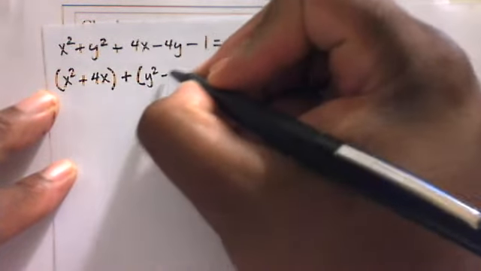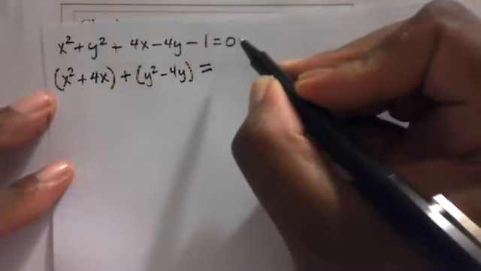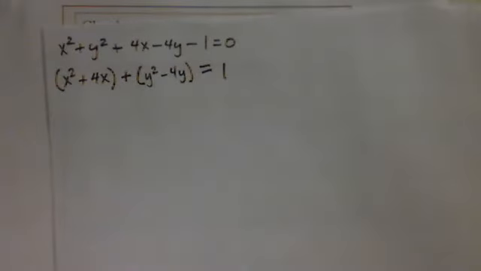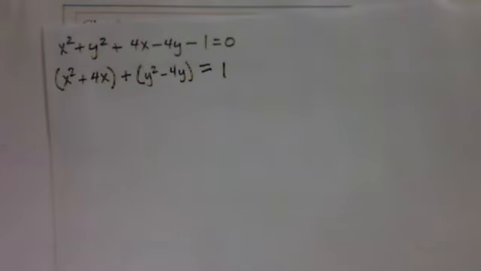So, grouping all the x's, I'm going to have x squared plus 4x, and then I group the y's. I have y squared minus 4y, then equal to, now that minus 1, I'm going to move over to the opposite side, and that's going to give me just plain 1. So this is where I have x squared plus 4x plus y squared minus 4y equals 1. Then the next step will be completing the square with the x squared plus 4x and the y squared minus 4y.